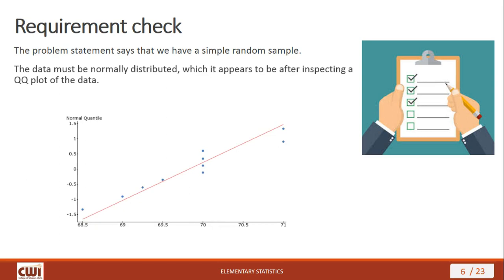But first we need to check to make sure our requirements are met. So the problem statement says we have a simple random sample. So there's the first requirement. And then the data must be normally distributed. So we're going to plug the data into our normal quantile plot and see what we get. And looking at this particular data set, we don't see anything that's too far out of the norm. Most of the data points are adhering closely to that red line, and we don't see any real set pattern that the dots are making with the line. So it's pretty safe to assume that yes, we have normally distributed data.